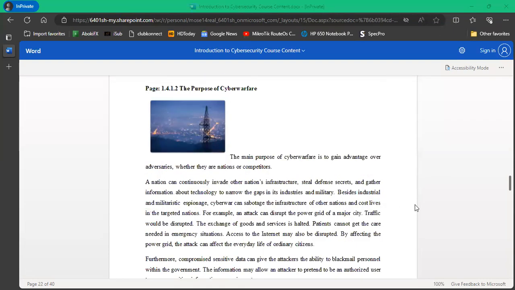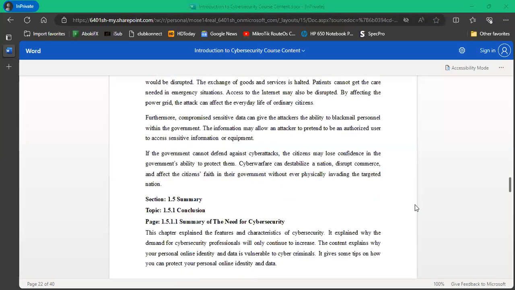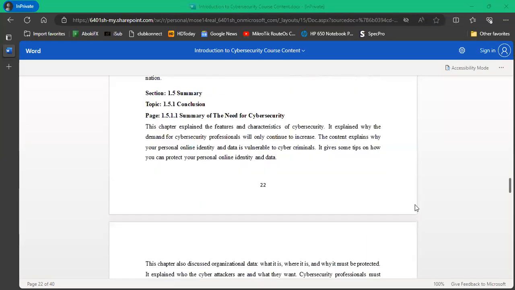Now, the purpose of cyber warfare. The main purpose of cyber warfare is to gain advantage over adversaries, whether they are nations or competitors. That is just the purpose of cyber warfare.